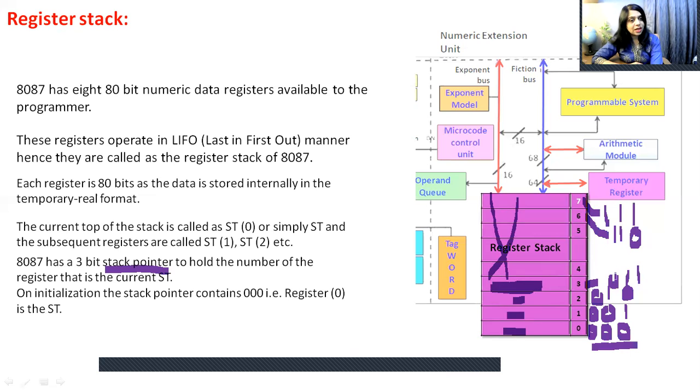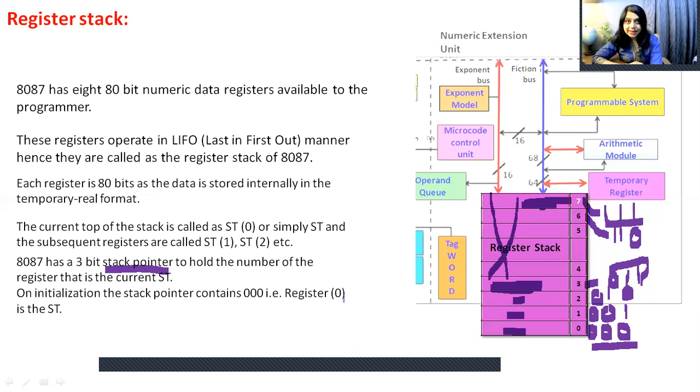What is the address of the stack top? The address of the stack top is 011. You can see here this is the address of register 3, 011, and this 011 will be stored in the stack pointer. Why? Because the stack pointer holds the address of the stack top. Suppose data is stored till the 7th register, then this will indicate the stack top and the stack pointer will hold 111, which is the address of this register.